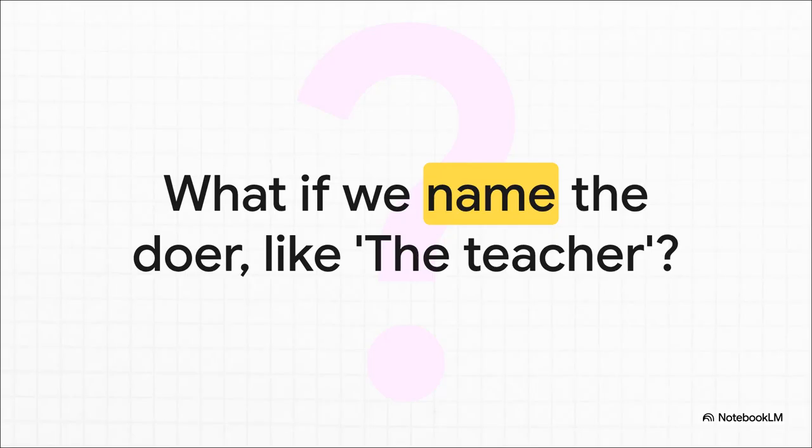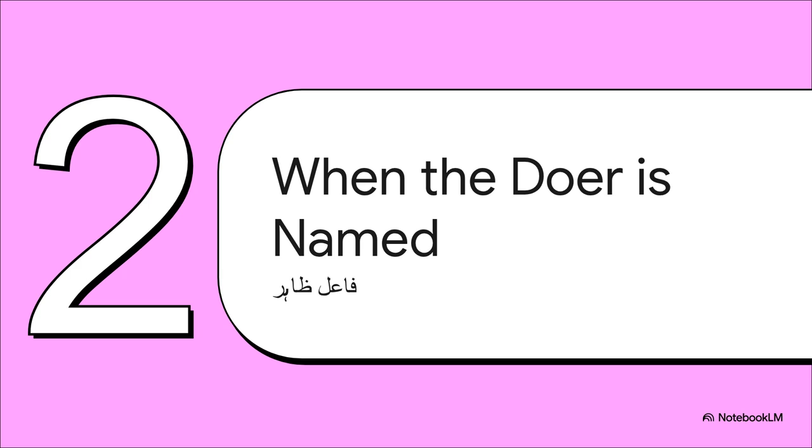Okay, so that makes a ton of sense for pronouns like he, she, and we, but what if you want to be more specific, right? What if you want to say, "the teacher entered," or "the students entered"? How does that work? And that question right there leads us straight to the second phase of the Arabic sentence, when the doer is named out loud.